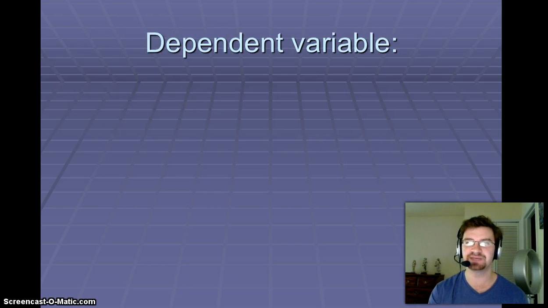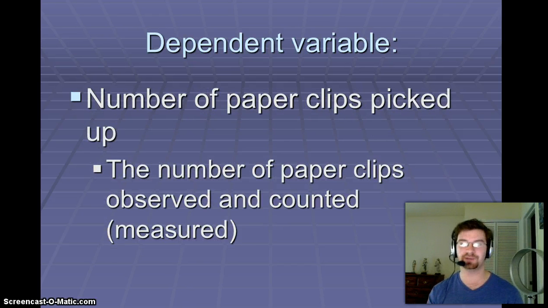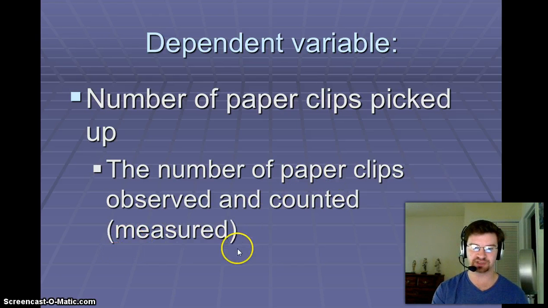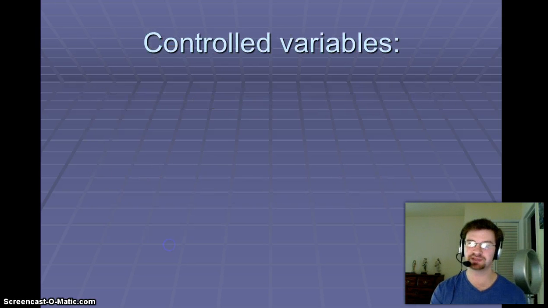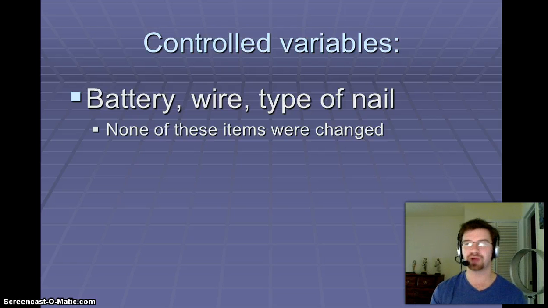What was my dependent variable? My dependent variable was the number of paper clips picked up because we could measure that. It's what's being measured here. Okay, what was my control? The control is a little harder in this one, but it's not impossible. The control is the battery, the wire, and the type of nail. I kept all the nails the same. Even though I didn't explicitly say it, you assume.